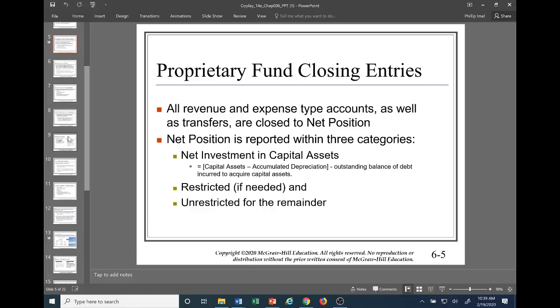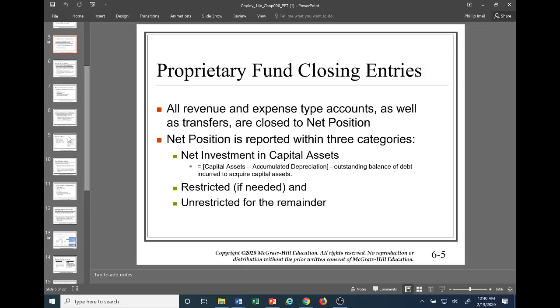Next, restricted if needed. We know what restricted means: there are covenants, and we can't touch it. And then the unrestricted for the remainder. The unrestricted is the plug, right? We know what all of that position is when we look at that statement, because it's the difference between the revenues and expenses and the changes in it. It's going to give us that total net position. And from that point, we want to decipher what's net investment in capital assets, what's restricted, and then that'll give us what's unrestricted.